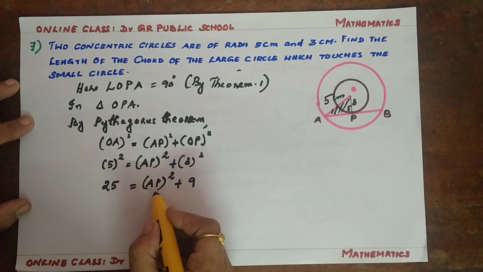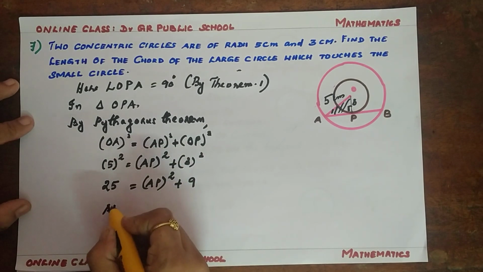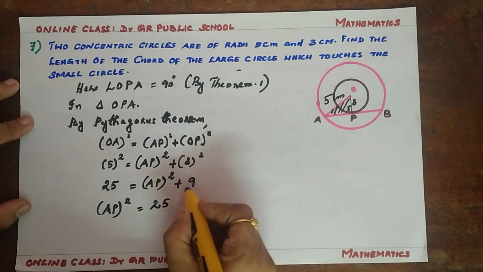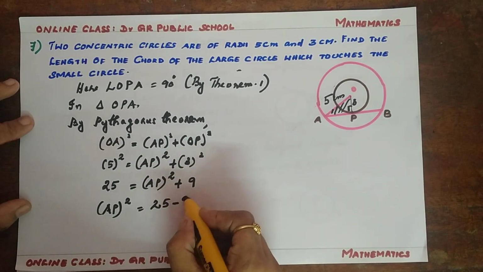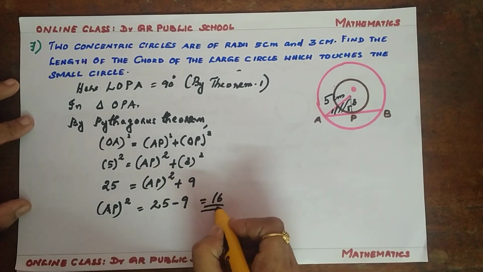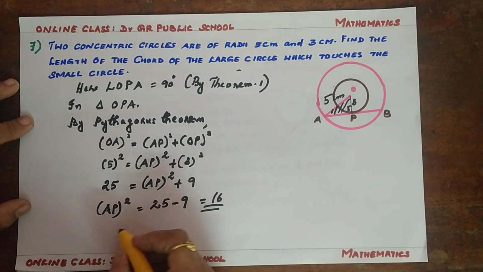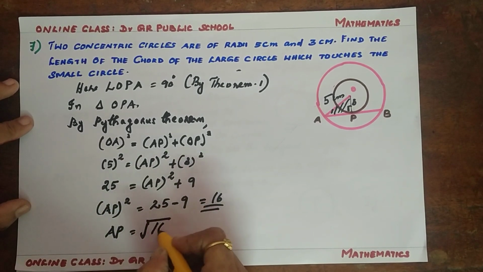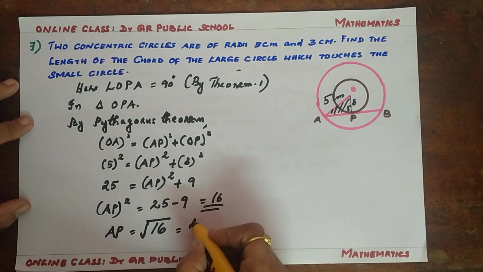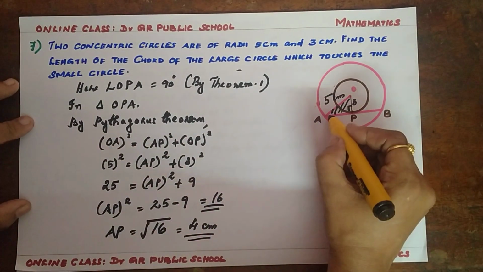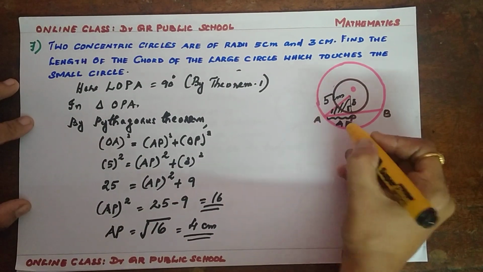Now you want to find AP square. AP square equals 25 on the left side; plus 9 goes to the left side and becomes minus 9. 25 minus 9 equals 16. That's what you got: AP square equal to 16. So from this you can say AP equals square root of 16. You need to take the positive value alone, that is 4 centimeter. You got the value for AP as 4 centimeter.